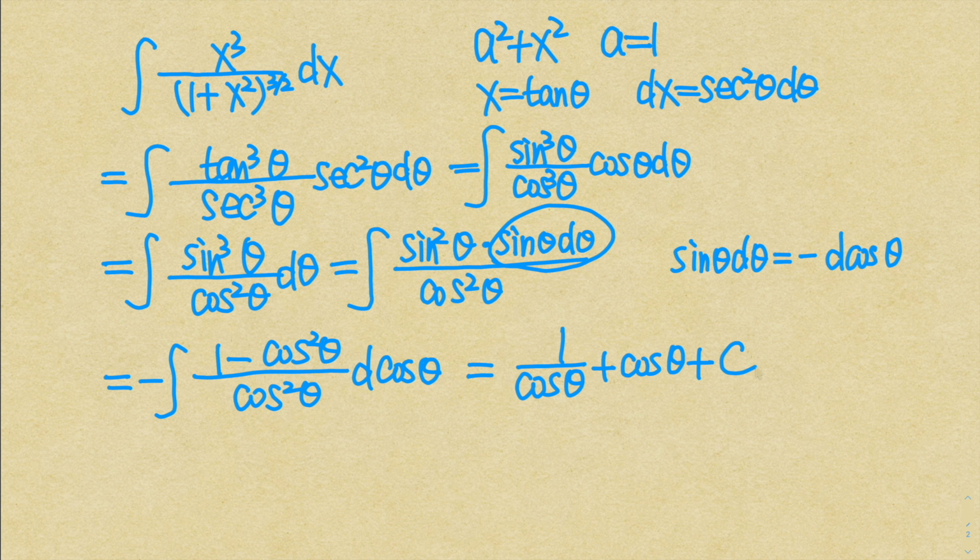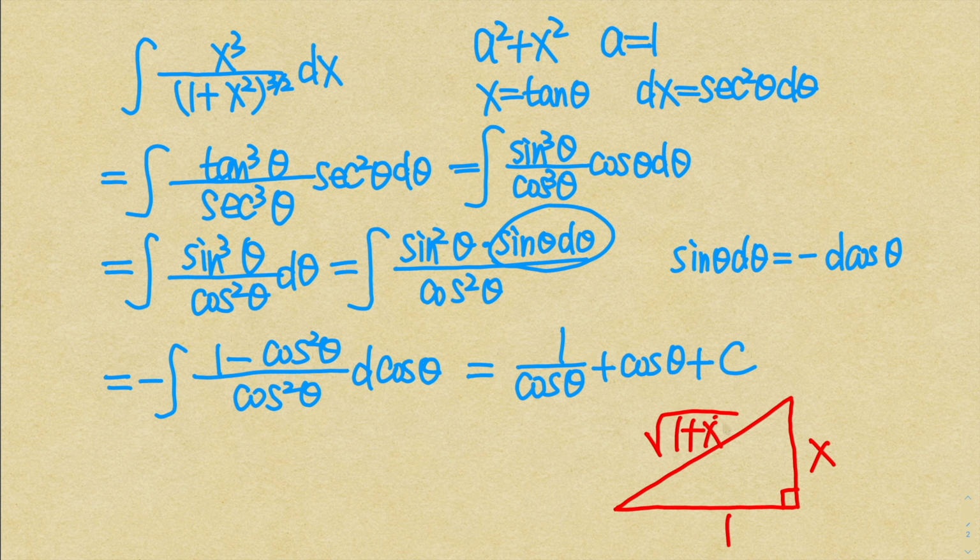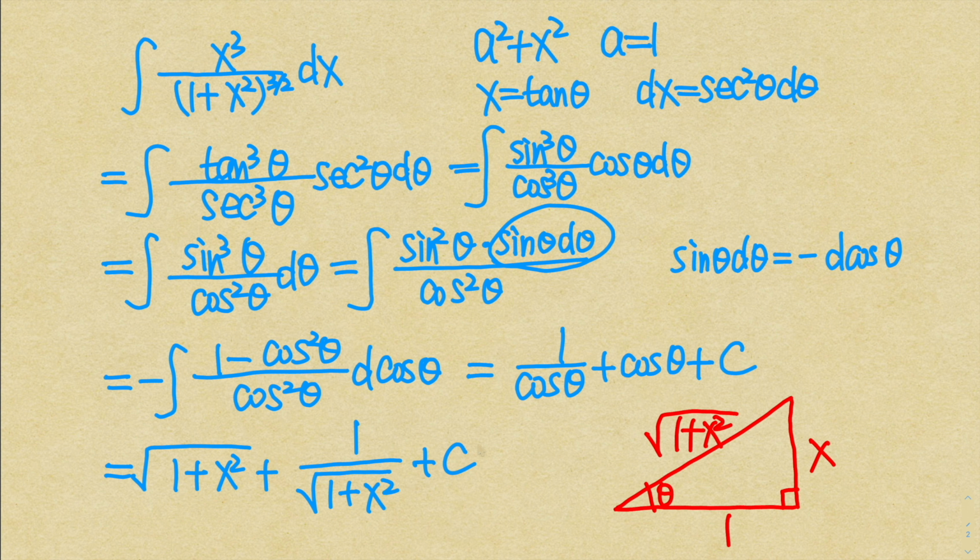Just now we set x equal to tangent theta, so theta equals arc tangent x. And draw the right angle triangle. We will see if tangent theta equals x, then cosine theta will be 1 over square root of 1 plus x squared. So the final answer of the integral is square root of 1 plus x squared plus 1 over square root of 1 plus x squared plus c. So here are the examples of the trig sub for integrals.